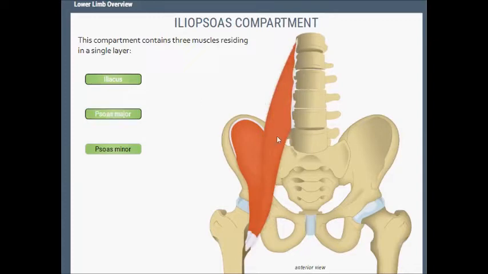Then there is psoas major. Major means bigger in size, and it has attachment on the vertebrae of the lumbar region also. Then there is psoas minor. This will be the smaller one, a small tweak of muscle present in this compartment. So basically, there are three muscles in the iliopsoas compartment: iliacus, psoas major, and psoas minor. Remember the names at least. IPP is the code.